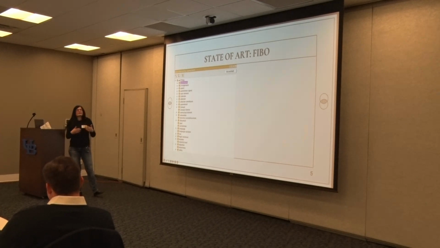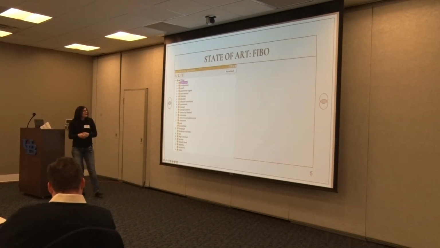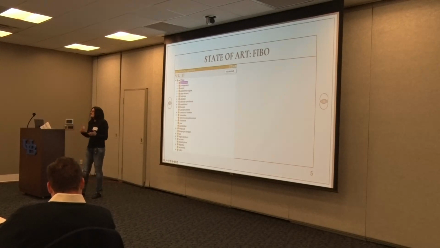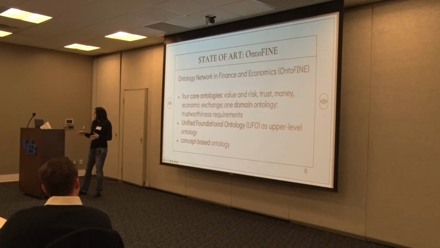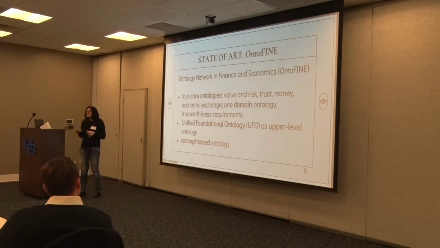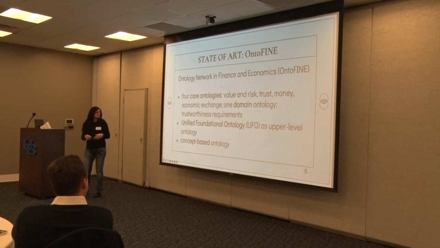And also, an upper level ontology can facilitate the work when different groups of people are working on different portions of the same ontology. And also, it can facilitate the process of matching ontologies. The other project I want to consider is Ontofine. It is a very recent project, and it's still very much in progress. It includes 4 core ontologies and 1 domain ontology. So unlike FIBO, Ontofine has an upper level ontology, which is UFO.